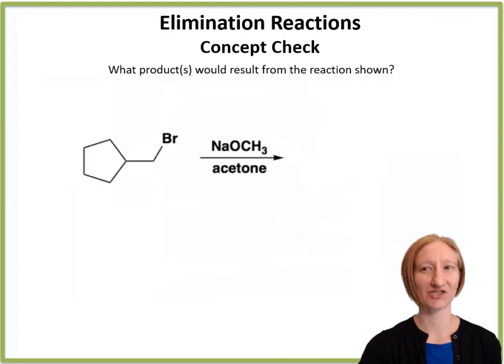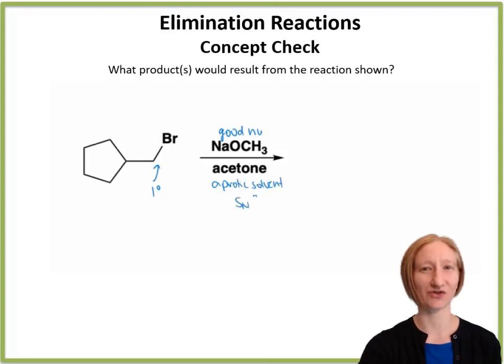In this final question, we're again asked to predict the products that will result from the reaction shown. Again, I'll start by surveying the reaction conditions. Here we have a primary alkyl halide, and right away that should signal to me that a substitution reaction may be favored instead of an elimination.